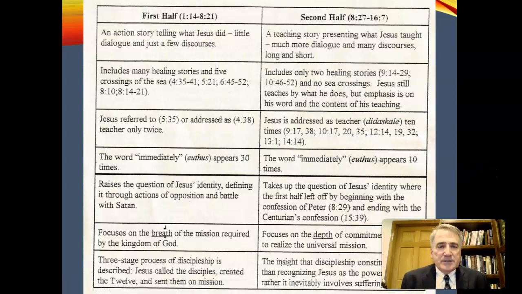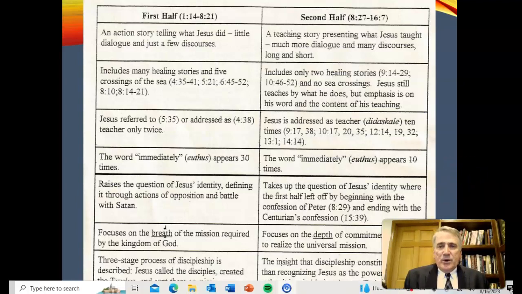In addition, in the first half, the question about Jesus' identity is defined in his opposition to and battle with Satan through the miracles, while in the second half, those questions about Jesus' identity continue, and they begin with Peter's confession that he's the Christ, he's the Messiah, and they end with the centurion's confession at the foot of the cross, truly this was the Son of God. But it takes it more away from this controversy or conflict with Satan and more engagement with his disciples and also the opponents, so more of a dialogue fashion.